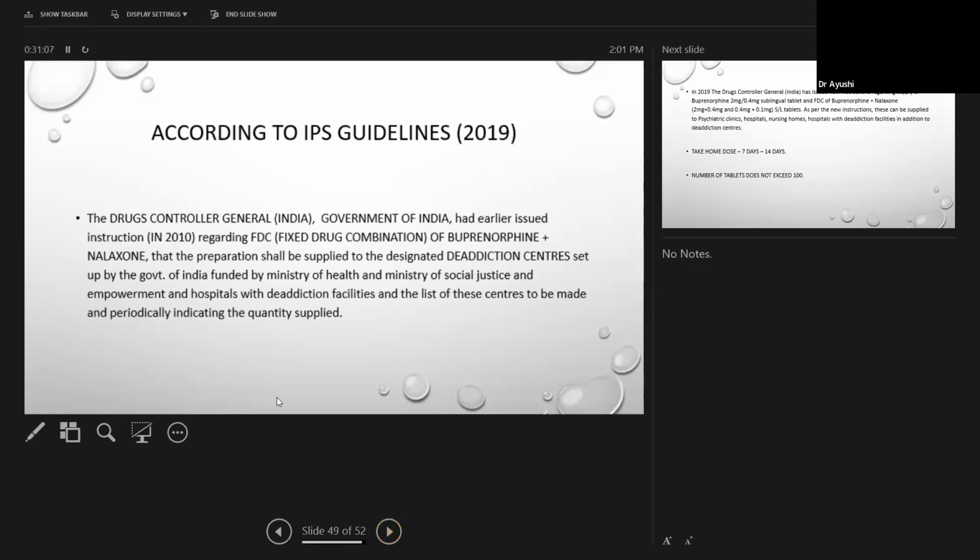This was according to the National AIDS Control Program guidelines. Now, according to the Indian Psychiatric Society guidelines of 2019, the Drug Controller General of India, Government of India, had earlier issued instructions in 2010 regarding the fixed drug combination of buprenorphine plus naloxone, that the preparation shall be supplied to the designated de-addiction centers set up by the Government of India, funded by the Ministry of Health and the Ministry of Social Justice and Empowerment, and hospitals with de-addiction facilities, and a list of these centers was to be made and periodically updated, indicating how much quantity is supplied to these centers.